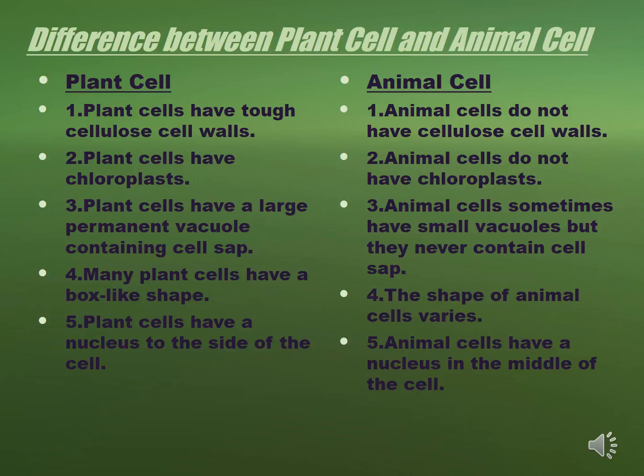Differences between plant cell and animal cell. 1. Plant cells have tough cellulose cell walls but animal cells don't. 2. Plant cells have chloroplasts but animal cells don't. 3. Plant cells have a large permanent vacuole containing cell sap but animal cells may sometimes have small vacuoles, but they never contain cell sap. 4. Many plant cells have a box-like shape while the shape of animal cells varies. 5. Plant cells have the nucleus to the side of the cell while animal cells have it in the middle.